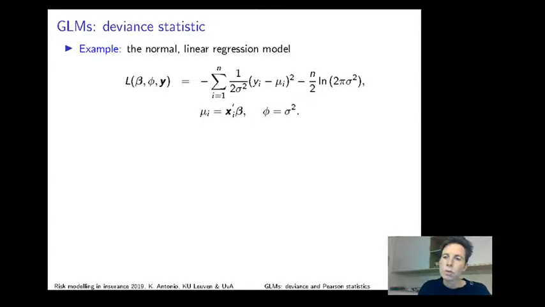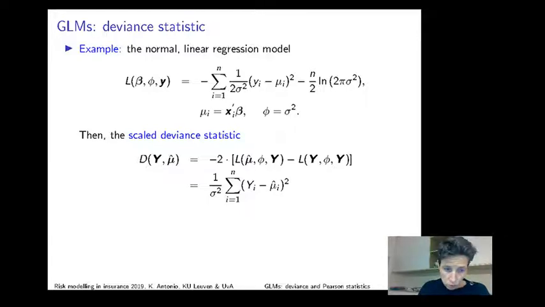The scaled deviance statistic then becomes the sum of the squared differences between the response variable y_i and the estimated mean, the mu hat_i. And we scale that with the dispersion parameter sigma squared. If useful, a weight w_i could also be included in this expression. So this is what you get. It's the sum of squares, or the sum of squared residuals, divided by sigma squared.